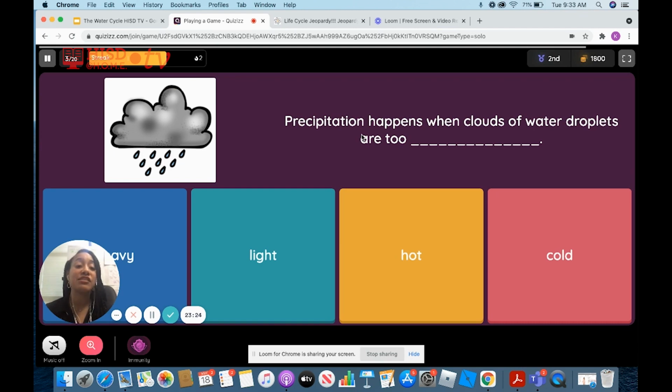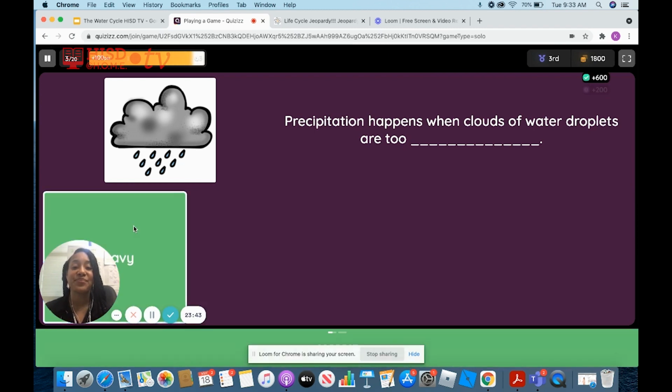Precipitation happens when clouds of water droplets are too heavy. So why is precipitation happening? So what is the cause of it? Correct. Precipitation is occurring because the clouds or the water droplets are too heavy.